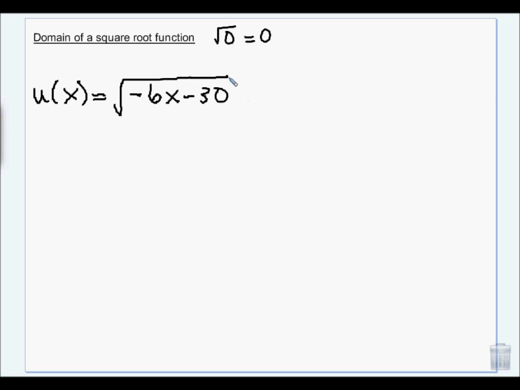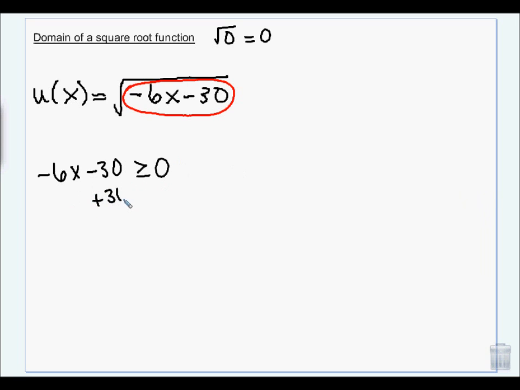So in order to find the domain of the square root function, we take the radicand, that's this part right here, everything under there, and we set it greater than or equal to 0. Okay, because 0 is the least number we can have. We can have anything larger than 0, any positive number. And then we solve it.